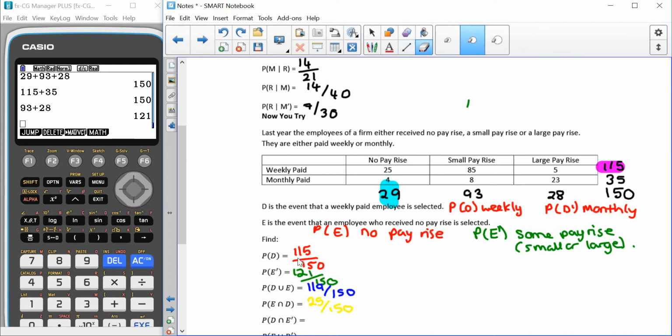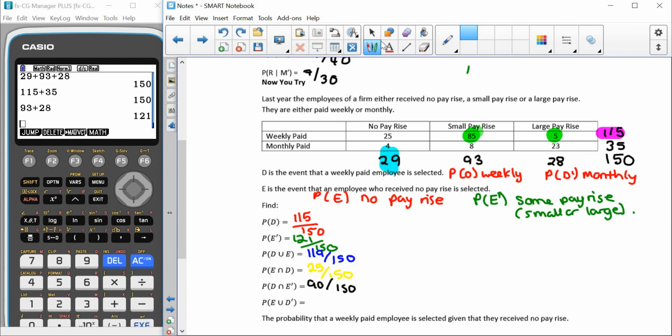Next, we have D and not E. So that means that we're looking at weekly pay and they got some form of pay rise. So weekly paid, we're not looking at these 25 people anymore. We're going to be looking at these 85 here and these 5 here because they got some form of pay rise, which means in total we have 90 people out of 150.